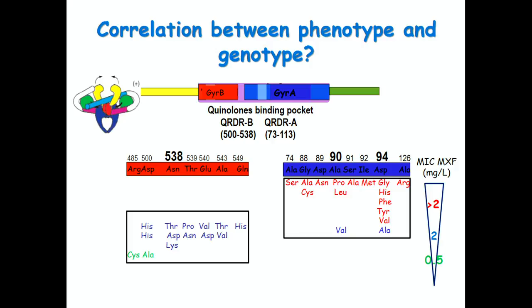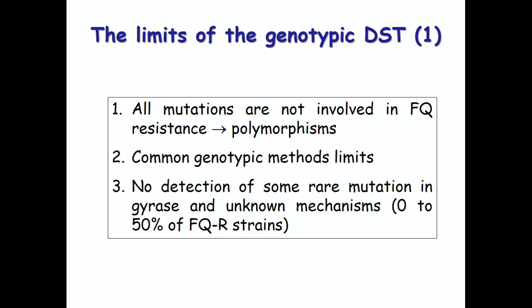We also have some lack of data in a correlation between phenotypic and genotypic susceptibility level. We roughly know that the mutations occurring in the gyrA subunit are responsible for higher level of resistance than the ones occurring in the GyrB subunit, but we still lack data for some rare mutations.